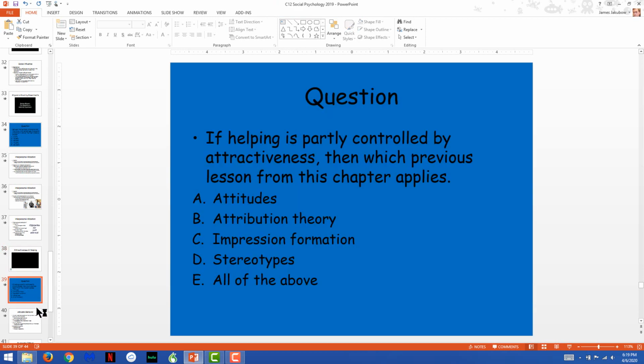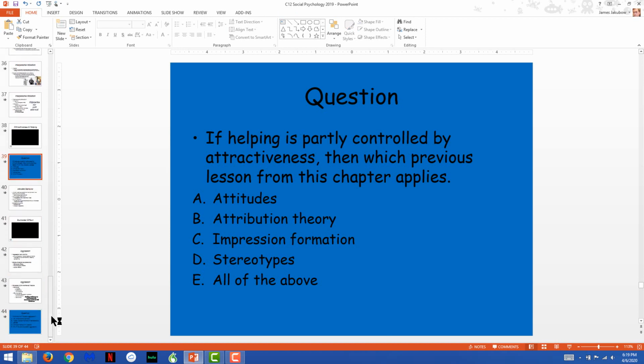So let's take a look at this question here, and we'll see how this applies. If helping is partly controlled by attractiveness, then which previous lesson from this chapter applies? And the answer is E, all of the above. Every aspect from A through D, attitudes, attribution theory, impression formation, and stereotypes, are all components that wind up affecting the patterns of behavior you just saw in the video.